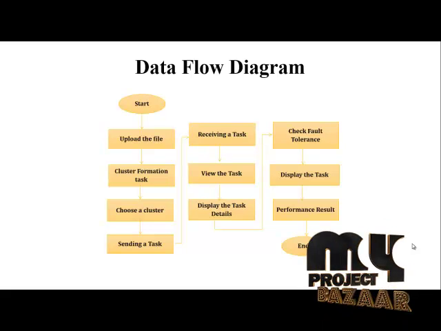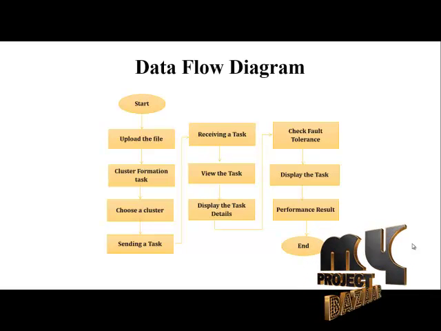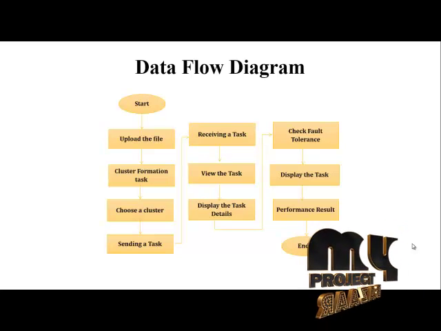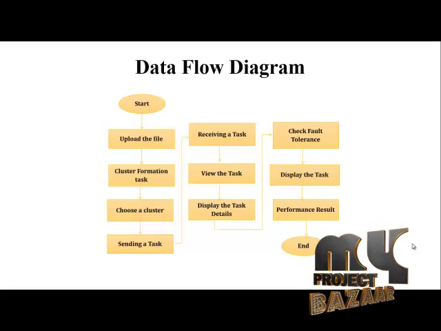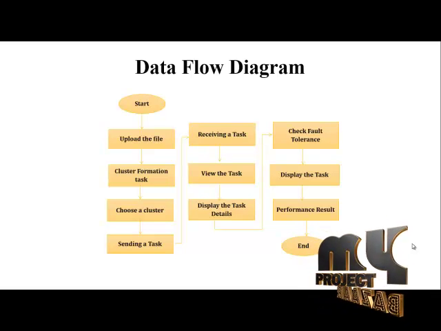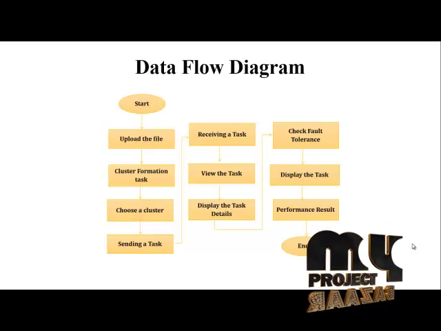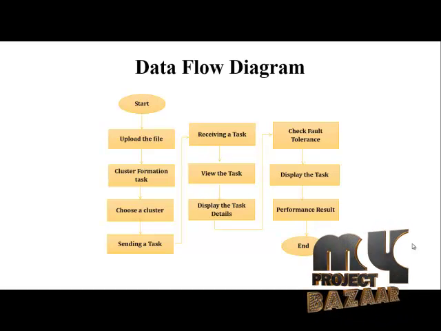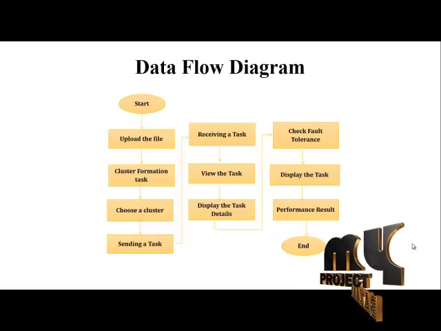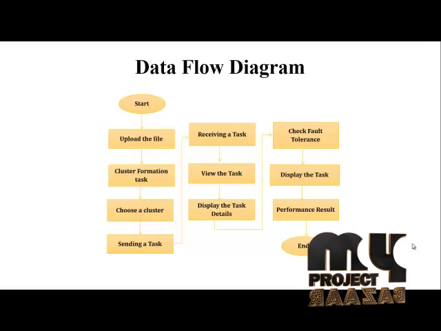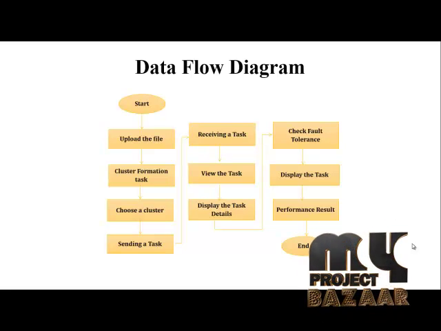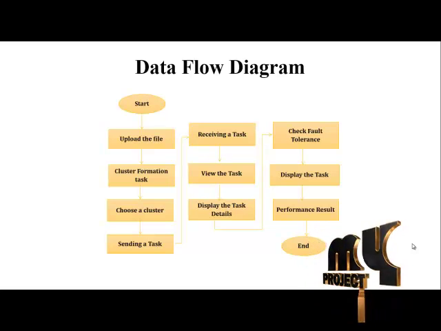and I have to view the task and display the task details, like the file size, file path, and the task name. And then if any fault occurred, I have to check the fault tolerance. If a fault occurred, I have to display the particular task, and show that if the fault occurred, it displays the bar chart for the consolidated fault occurrence. If there is none, the performance is also displayed.